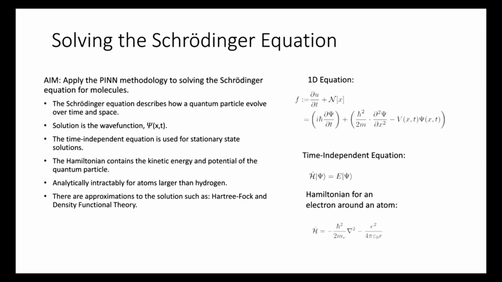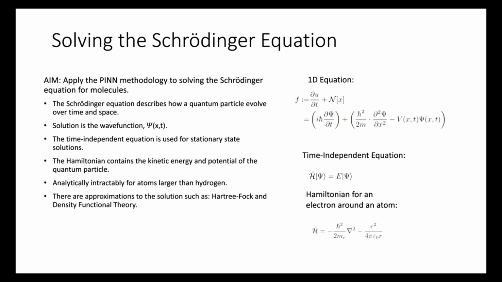The main aim of this project involves solving the Schrödinger equation for different molecules. This is a PDE that governs the behavior of quantum particles and has been substituted into the previous PINN equation from the previous slide. The solution to this is known as the wave function, which is a mathematical description of the quantum state. For electrons around an atom, a simplification can be made to give the time-independent Schrödinger equation, for which the wave function doesn't change over time.